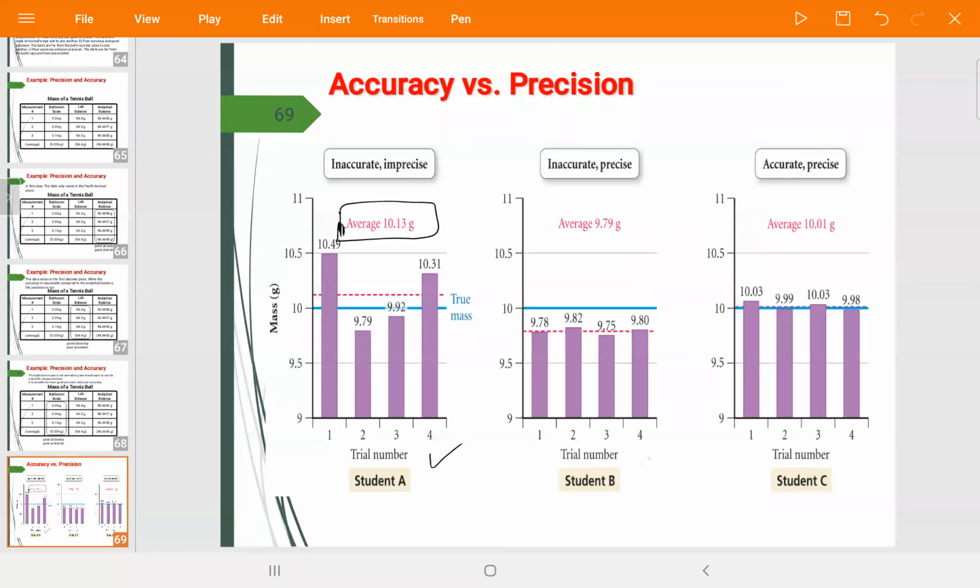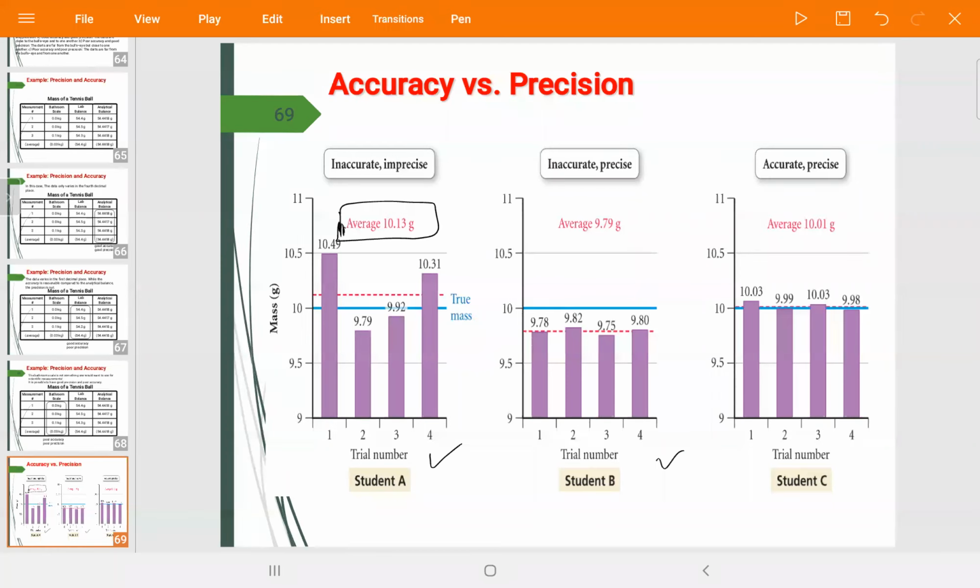If you come to the second one, student B, as you can see, these values are close to each other, but they are far from the average value, which is about 10.13. The true value is 10.13. As you can see, these values are far apart from the true value. Therefore, we can say that these measured values are inaccurate, but they are precise because they are closer to each other than the first one. So we are talking about relativity here.